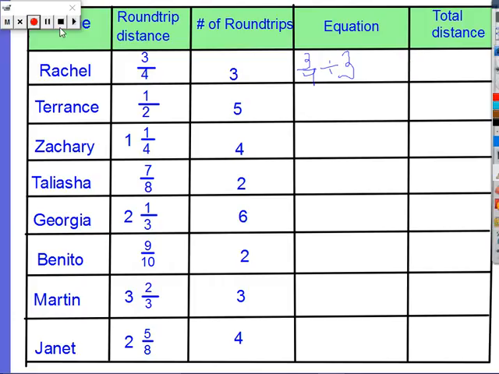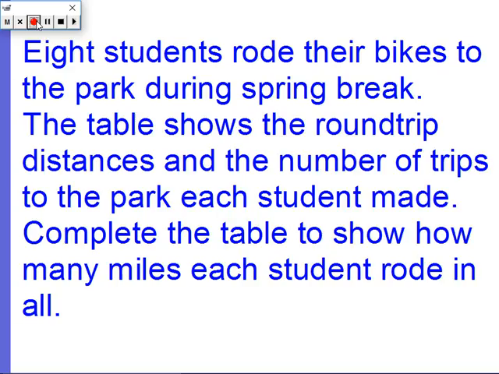I have 8 students ride their bikes to the park during spring break. I better read the whole problem before I jump into it. The table shows the round trip's distance and the number of trips to the park each student made. Complete the table to show how many miles each student rode in all. Well, if I go back to the chart, I better erase and start over, because here's what happened.